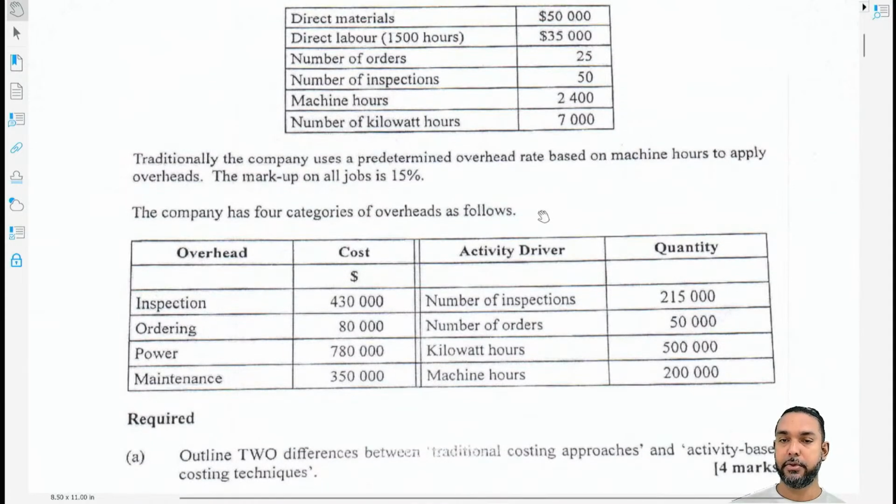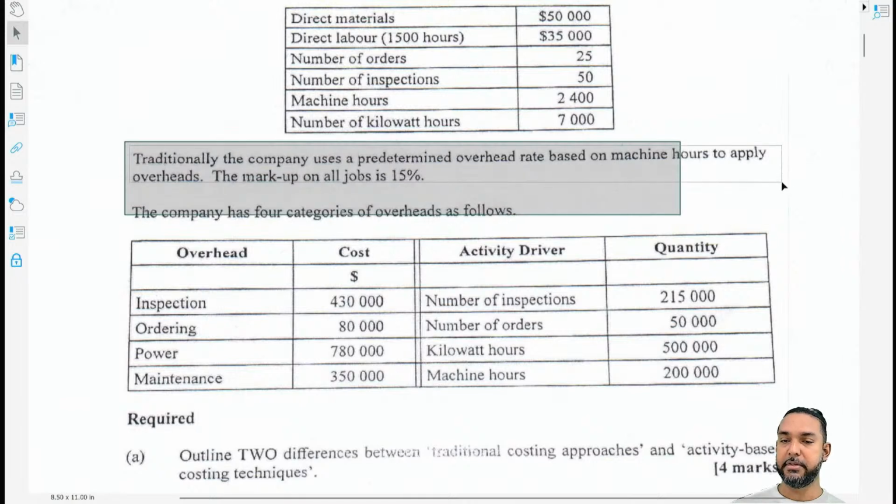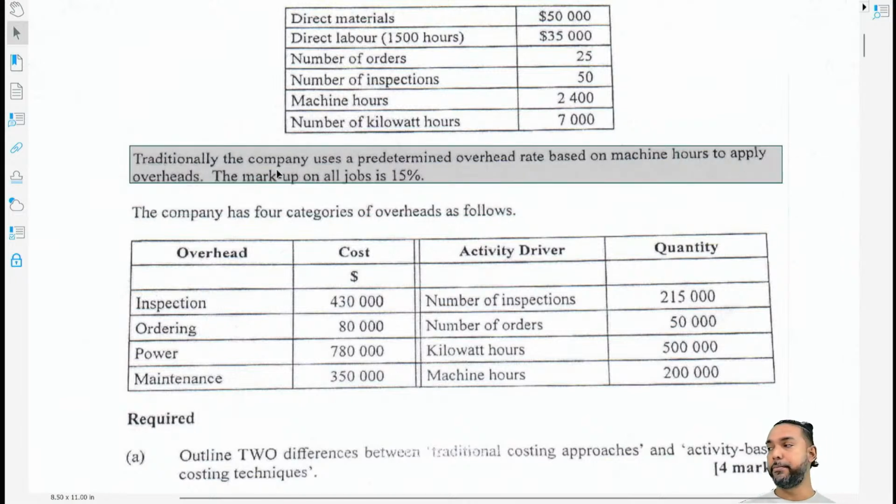So let's take a look. So we have 4 items of overhead. These are their costs, and these are the numbers of each, all right? Now it says traditionally the company uses, okay, sorry, I was trying to highlight so it would be easier to follow. Right, traditionally the company uses a predetermined overhead rate based on machine hours to apply overhead.